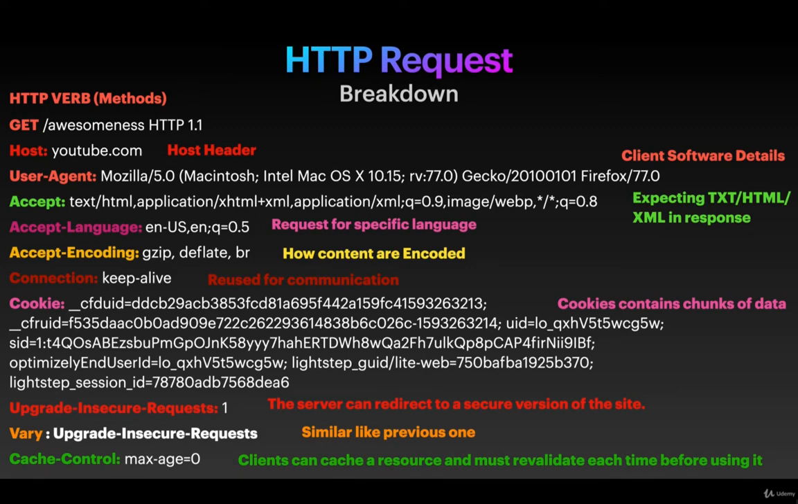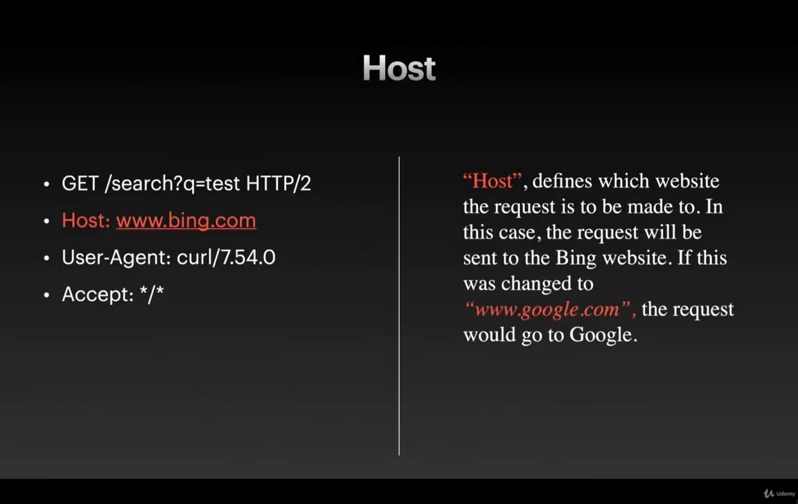Okay, so now we have broken down the HTTP request. Let's understand each of them one by one. So the first one was host. In the request, as you can see over here on the left, the host comes over here and it says www.bing.com.